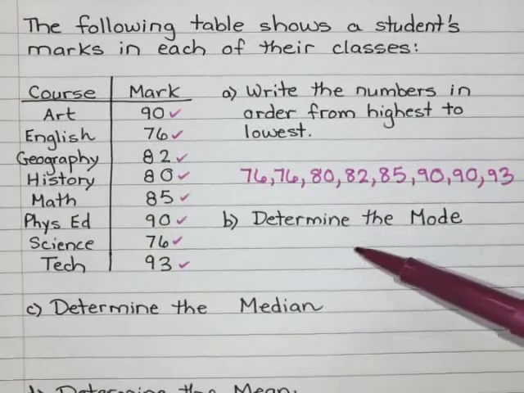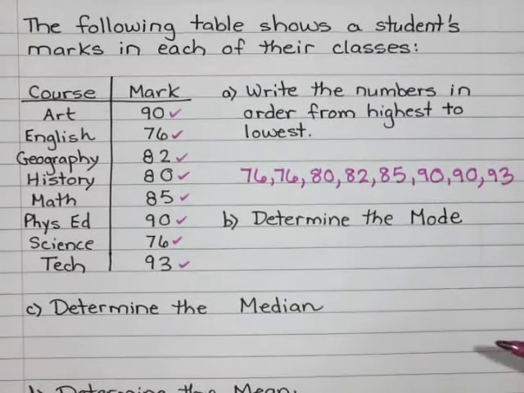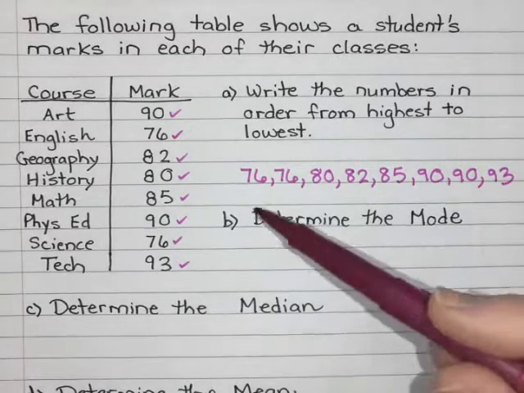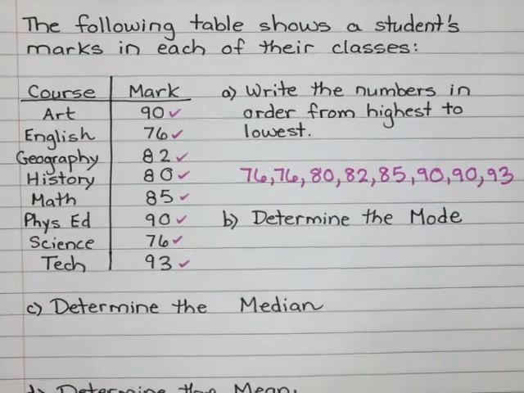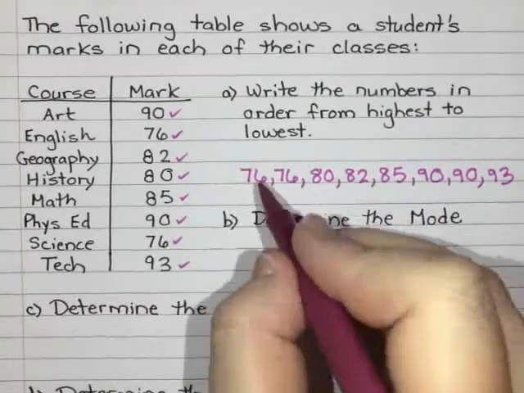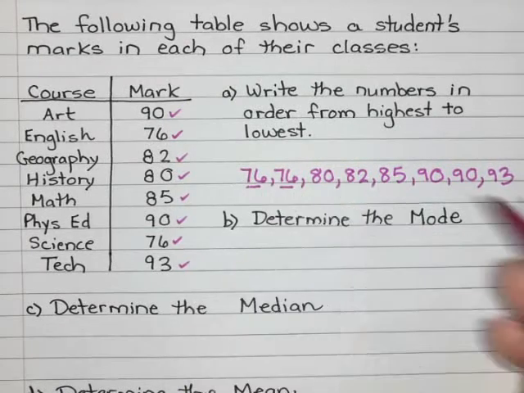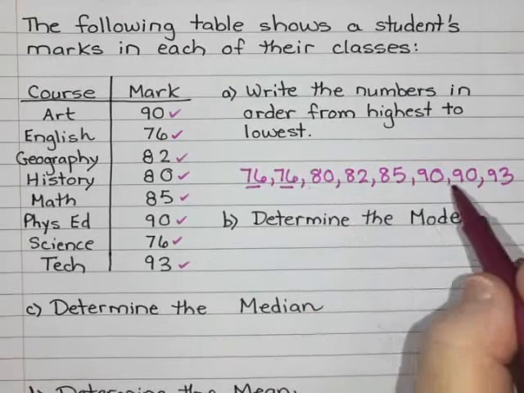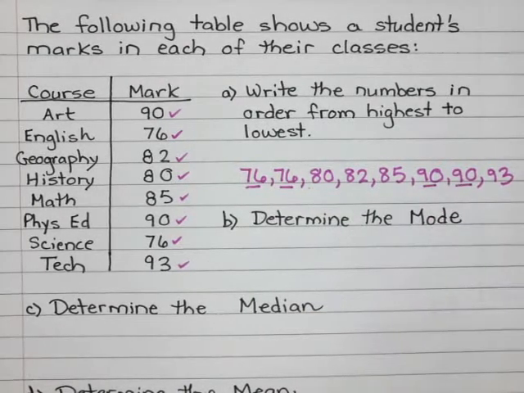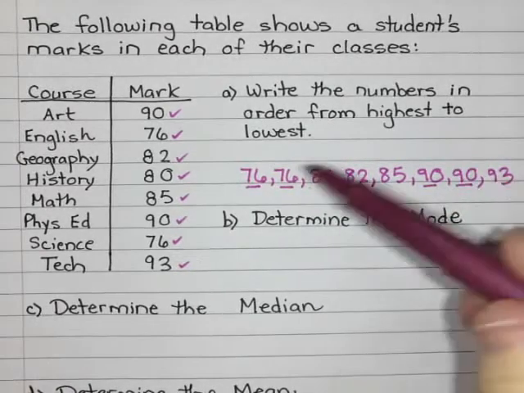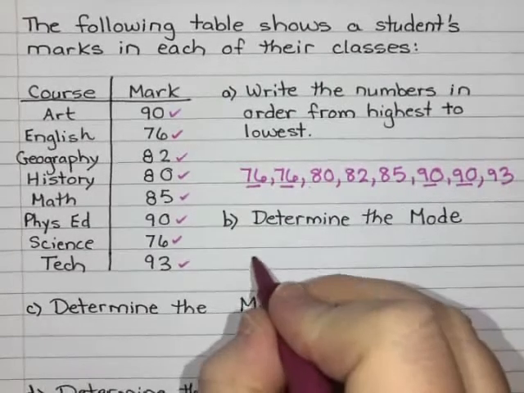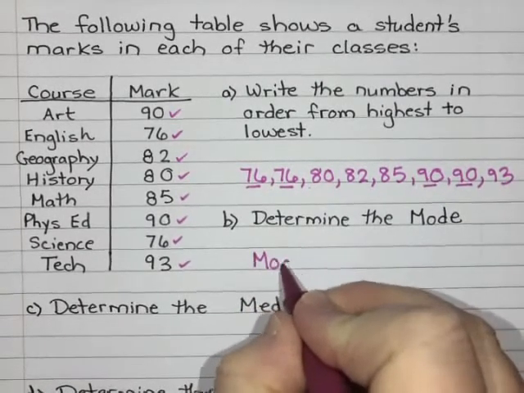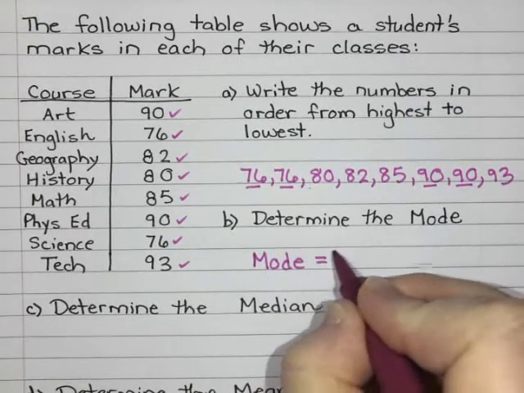So the mode is the most frequent number. So I'm going to look to see if I have any numbers that repeat, and then if they repeat, the one that repeats the most. So I do notice there are 2 76s and there are 2 90s. So I have 2 different numbers that repeat, and they're repeating the same number of times. So this actually has 2 modes. The mode is actually 76 and 90.